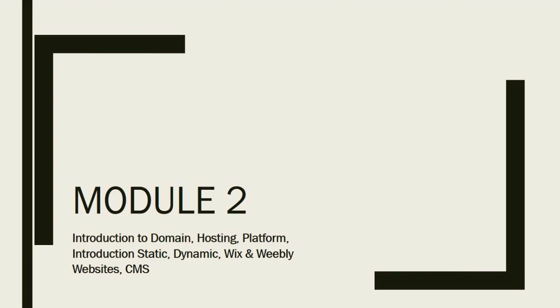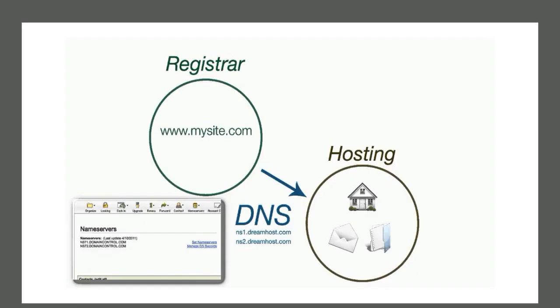So what is a website? As I said, a website is the online identity of a business. It's a store or an office for a business. For a website we have two major requirements. Actually there are three requirements, but we have two major ones. The first one is your domain name and the second one is your hosting. So what is a domain name and what is hosting?